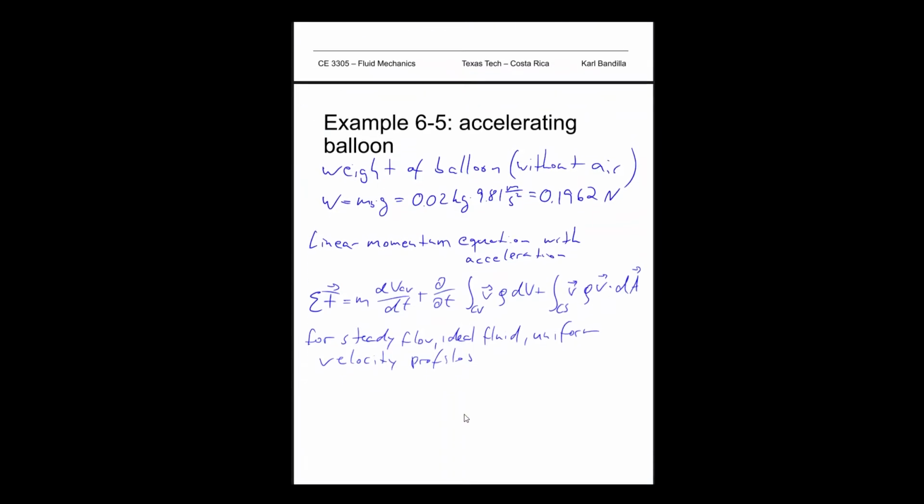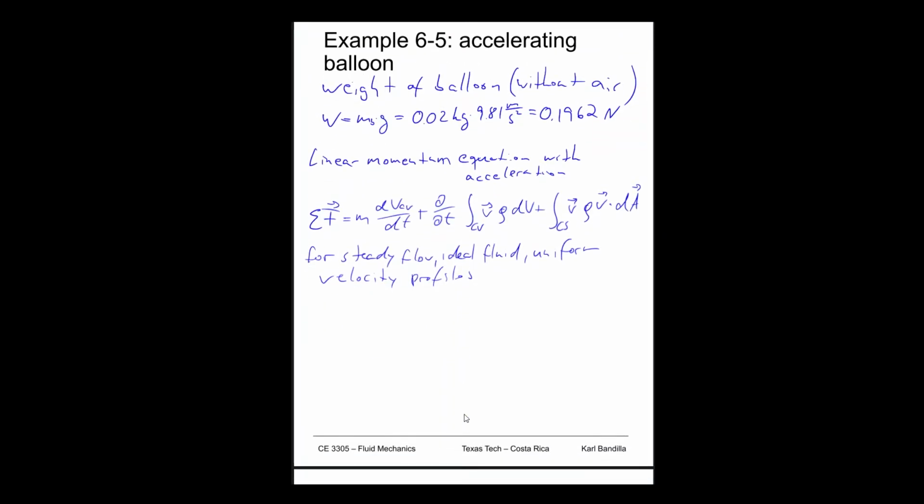Well, if we do all that, then our equation simplifies to be, well, we drop one term and turn one integral into a sum, right? So we'll have that acceleration term stays the same, divided by dt plus 0 for our time rate of change, and then we have v rho va.